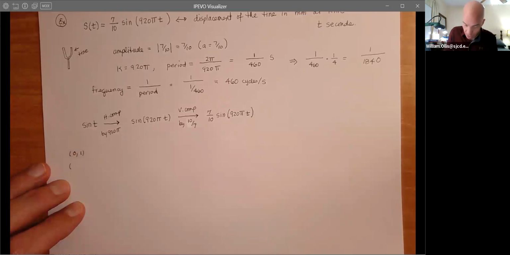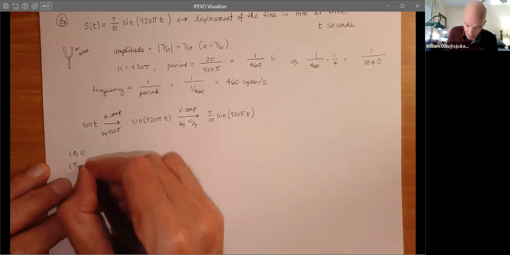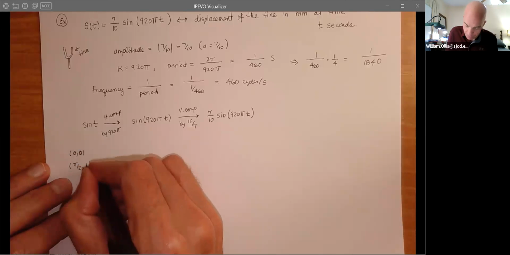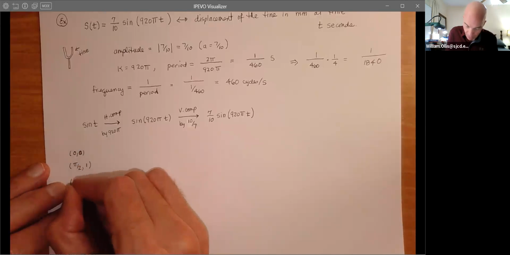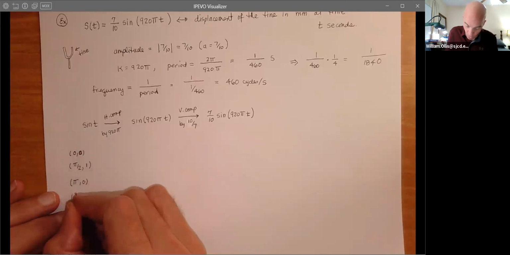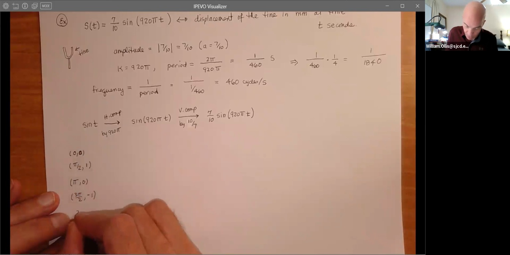I don't want to shortcut this. I want to do all the details so you feel comfortable. Pi over 2, 0, 0, sine function. Pi over 2, 1, pi, 0, 3 pi over 2, negative 1, and then 2 pi, 0.